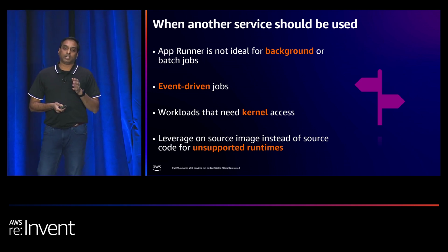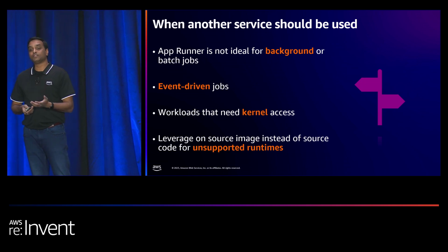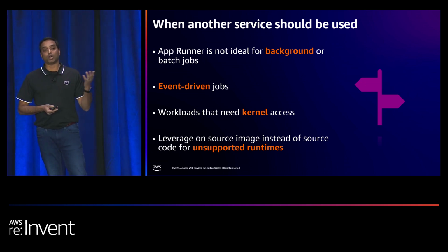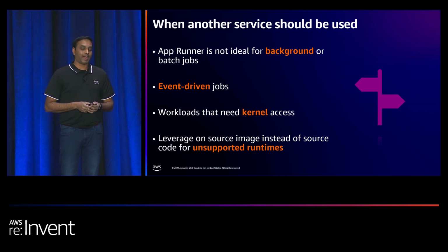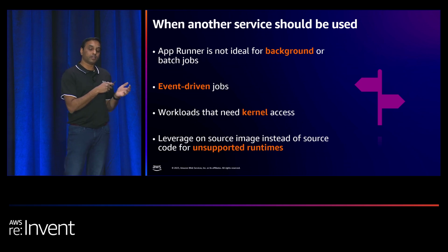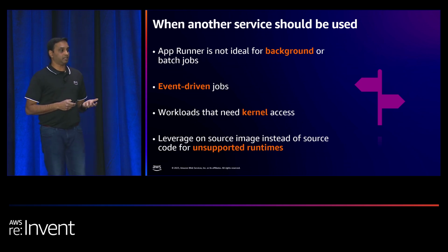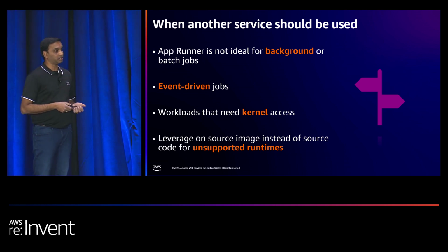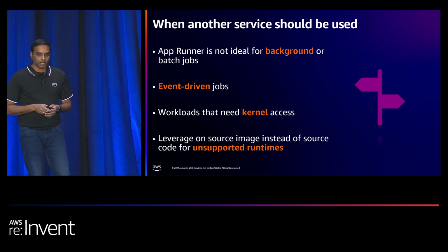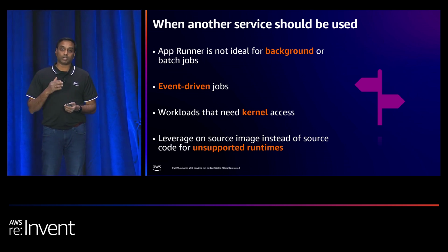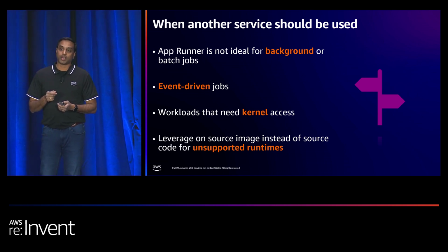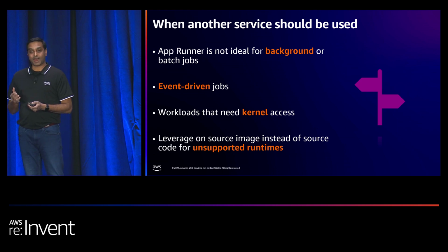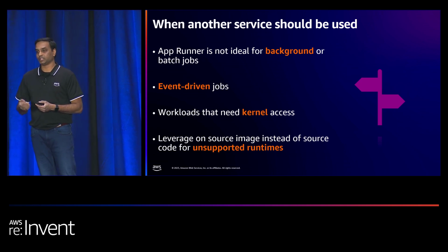App Runner is the best fit for interactive jobs that need to be always on. For event-driven jobs, think about Lambda, and you can even orchestrate them using services like Step Functions. If your application needs kernel-level access, App Runner, being a fully managed service, is not the right fit for you.